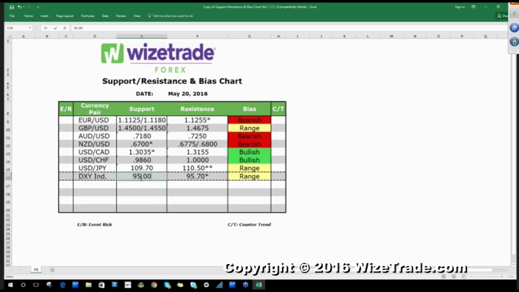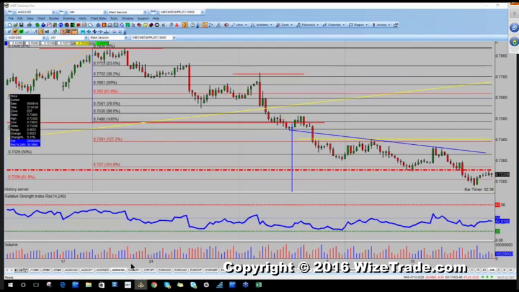Tight ranges, guys. We're going to break out of these ranges today. We may not get any huge moves, but, you know.